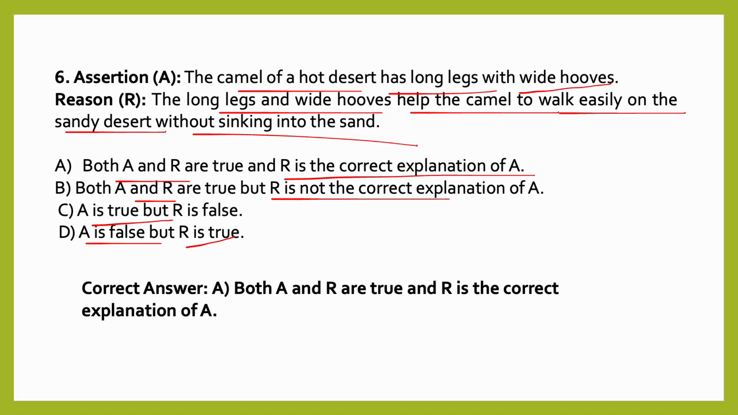The camel of a hot desert has long legs with wide hooves and these long legs and wide hooves help the camel to walk easily on the sandy desert without sinking into the sand. So option A is the correct answer. Both assertion and reason are true. Also R is the correct explanation of A.